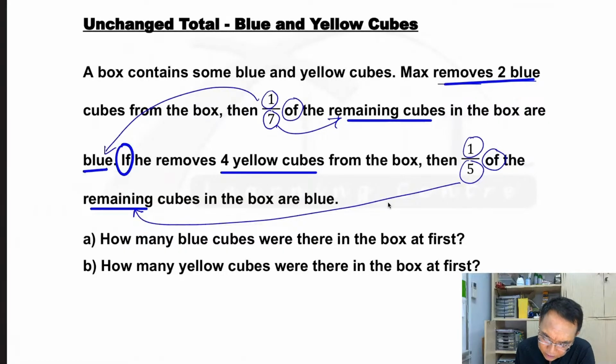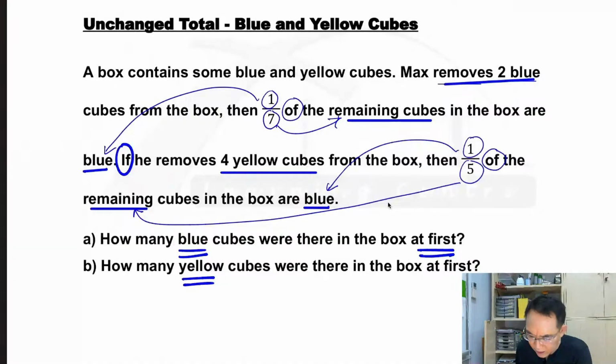Next question, what is the 1? All right, 1 would be those that are blue. Okay, so let's highlight that. 1 will be those that are blue. Sorry, let me do that again. Okay, and then what is the question? The question is, how many blue were there at first and how many yellow were there at first?